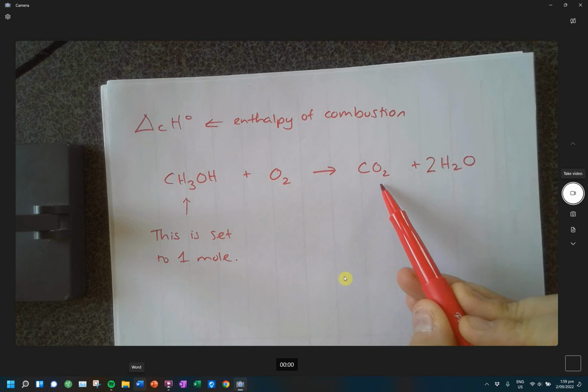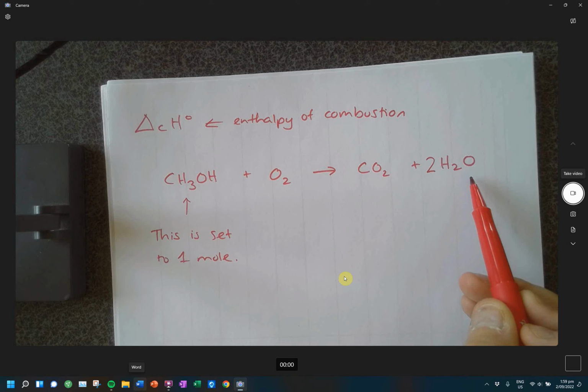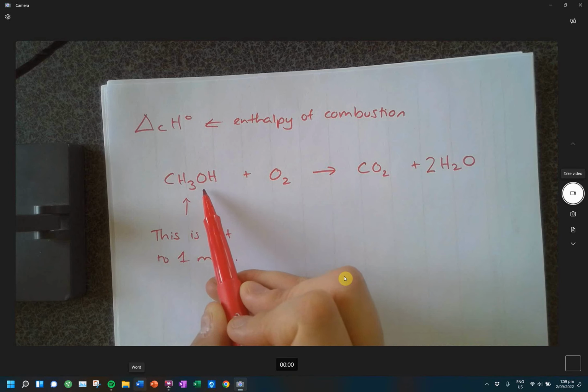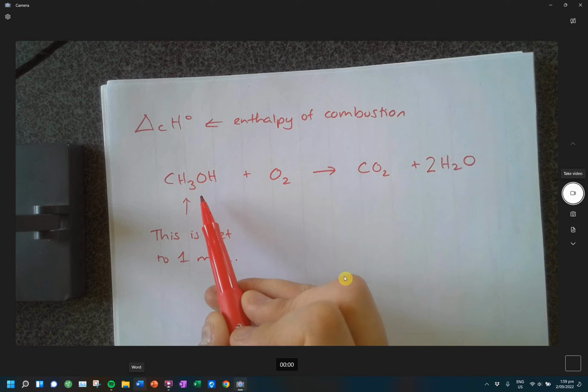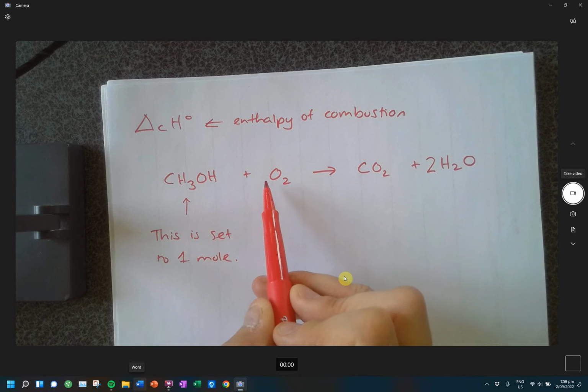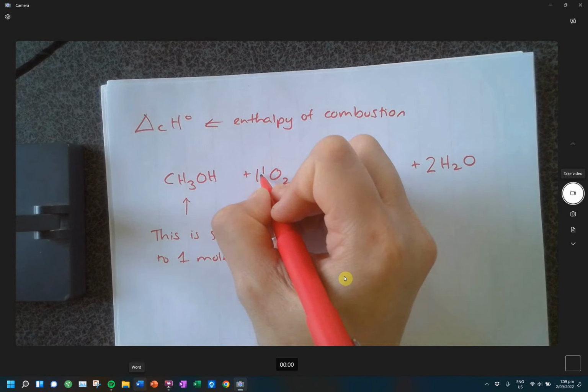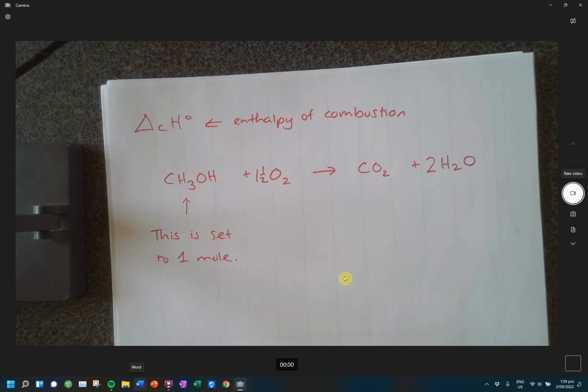That's 1, 2, 3, 4. Now I already have 1 from the methanol, so I don't need 4, I only need 3. So that's going to be 1.5. Do you guys want to see the math behind how I know it's 1.5? Because 1.5 times 2 equals 3. Cool. And that's how I got that. So those are my combustion ones.